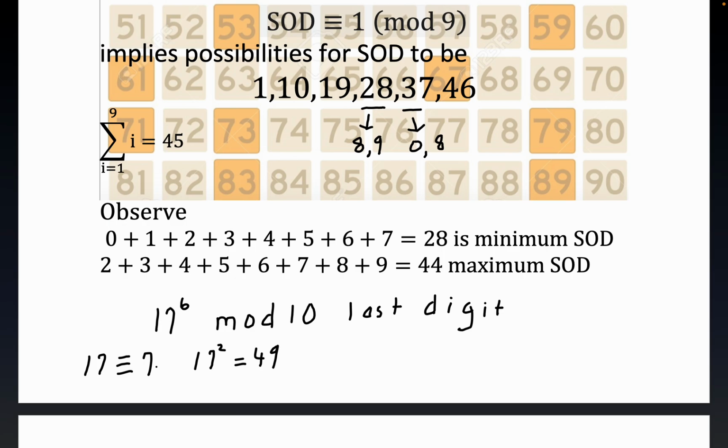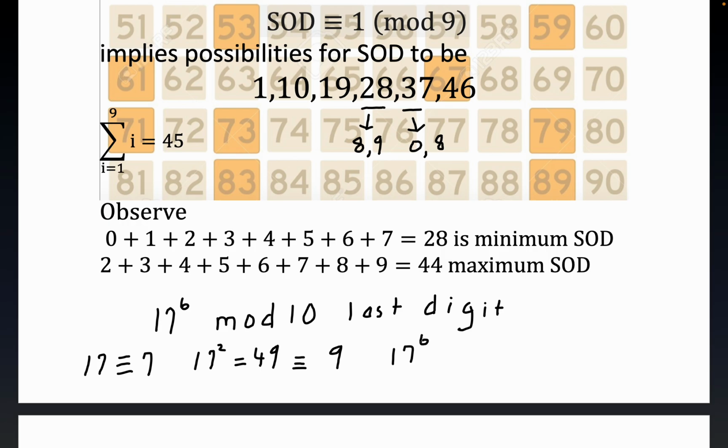I just squared the 7 right here. But notice that this is congruent to 9, right? Okay, and if you keep going with this, you'll eventually see what happens right here. If you want to, we can go ahead and just do 17 to the 6th.